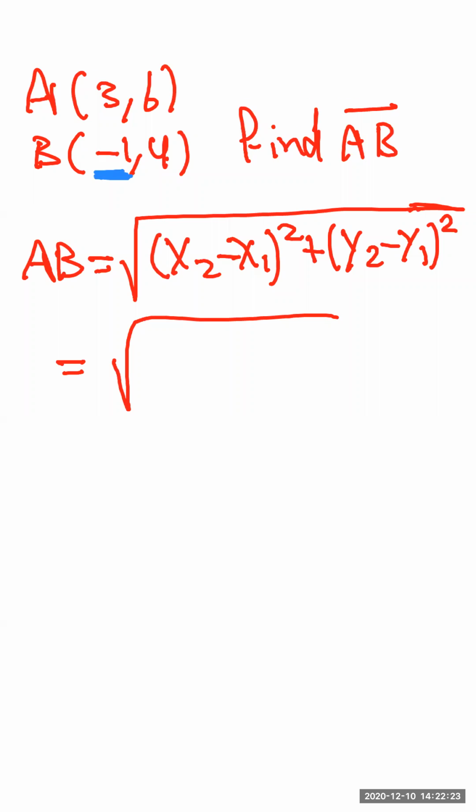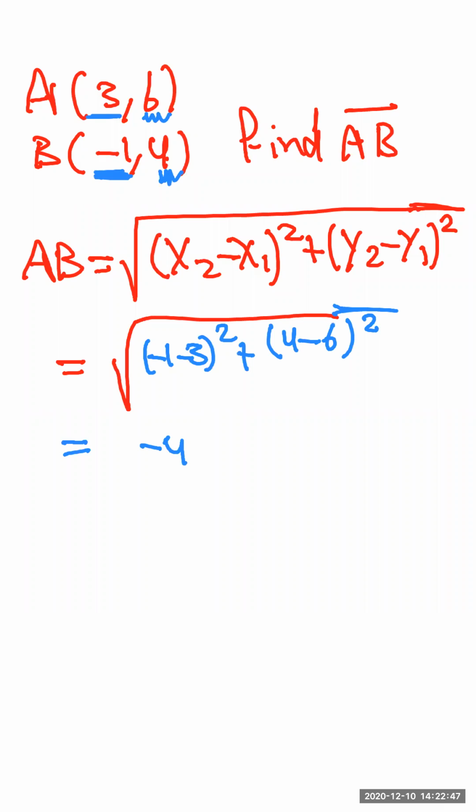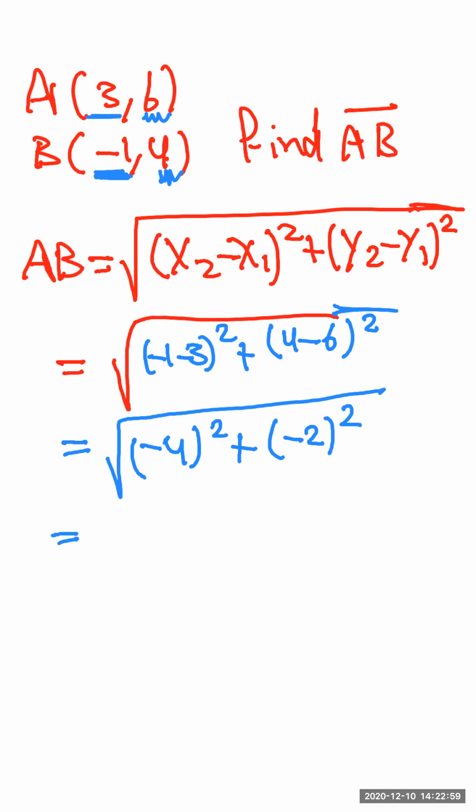Actually, -1 minus x1. So -1 minus 3 squared plus y2, which is 4, minus y1, which is 6. So 4 minus 6 squared. So it will equal -1 minus 3, which is -4, squared plus 4 minus 6, which is -2, squared. So -4 squared means 16 plus -2 squared, which is 4.